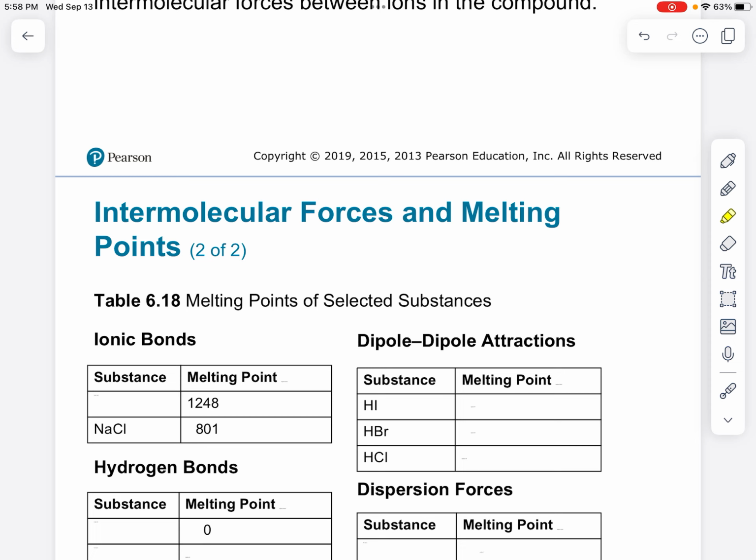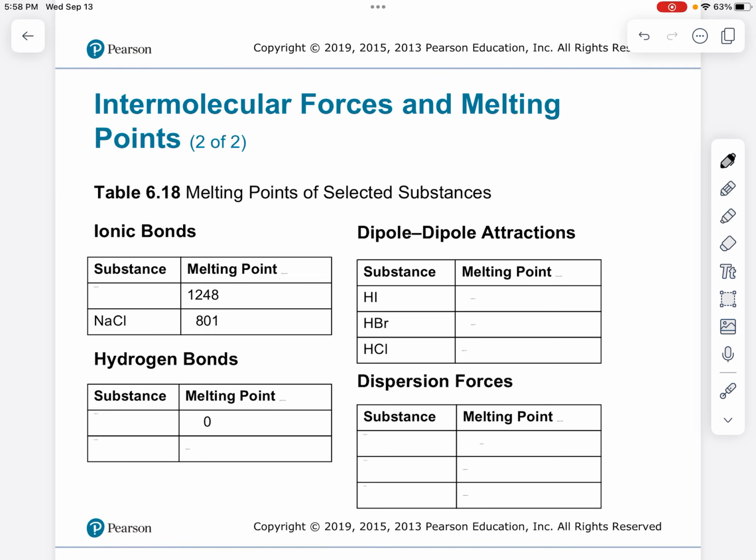Okay, so let's fill this in here. MgF2, so that's magnesium fluoride, has a melting point, and these are in Celsius, of 1248. Sodium chloride, 801. Molecules that have dipole-dipole attractions, minus 51, again degrees C, minus 89, minus 115. So big difference between ionic compounds and polar molecules with dipole-dipole interactions.